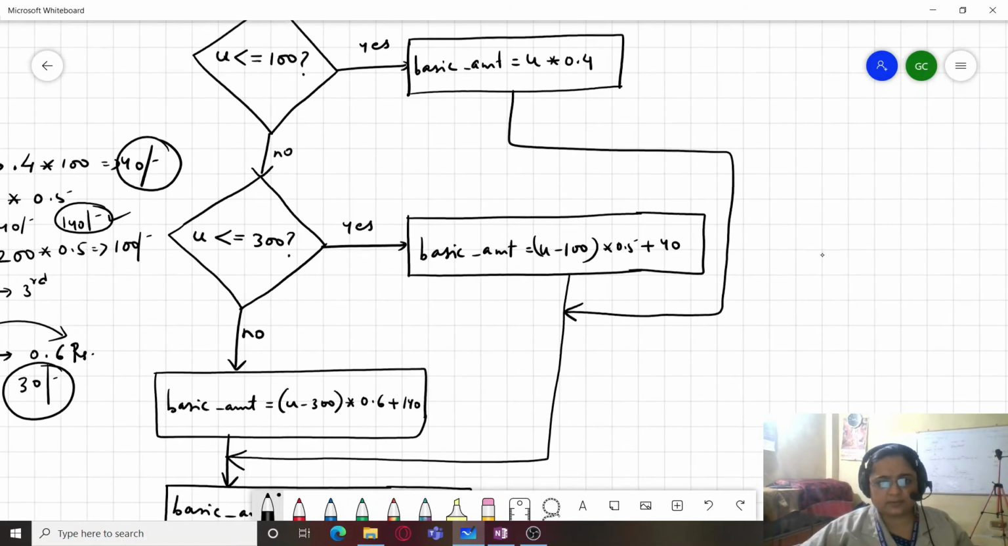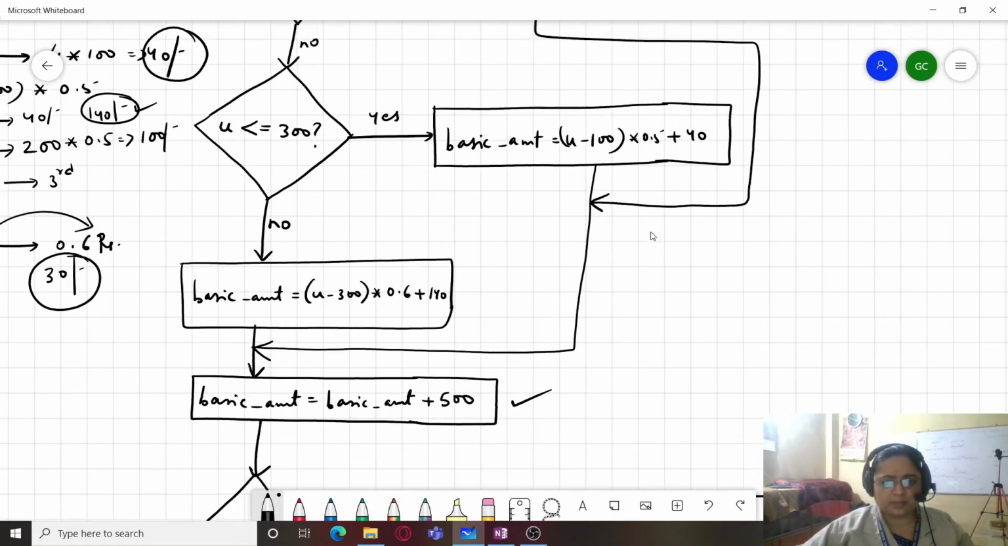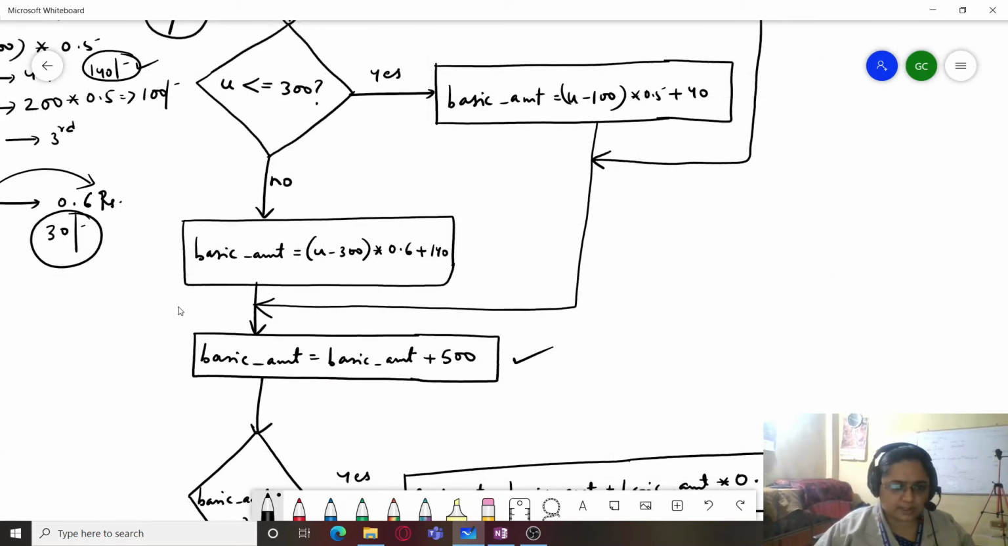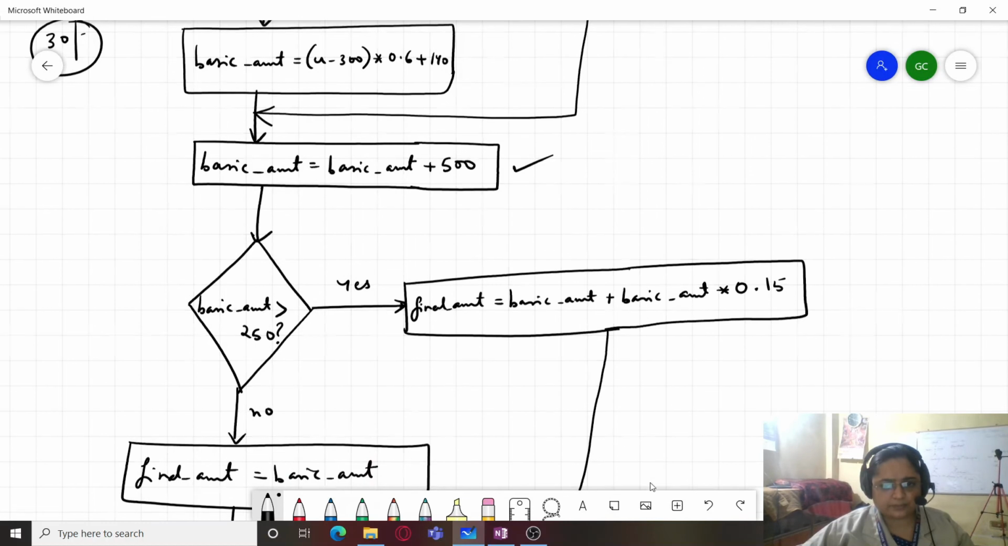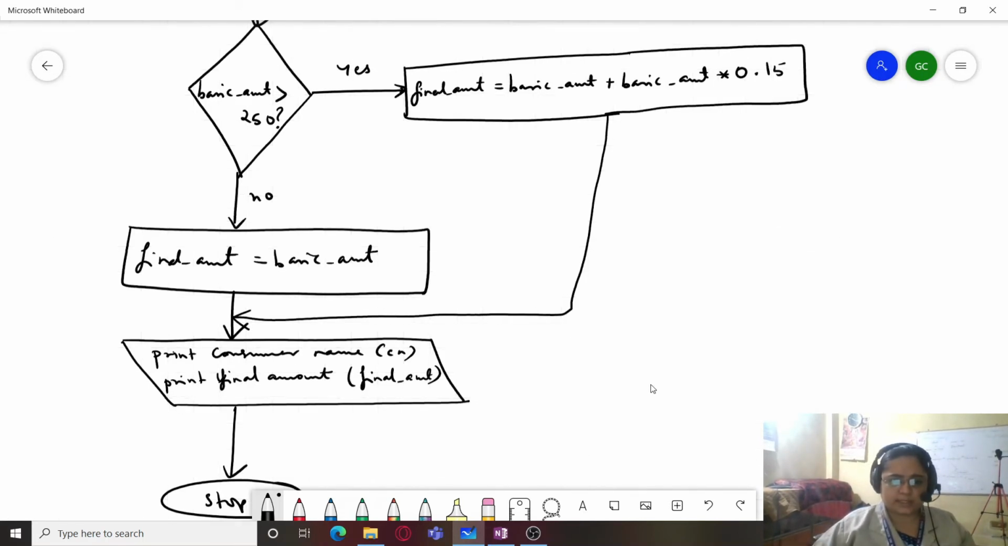So you can see that after whichever slab it falls within, after calculation of basic amount, the program control goes to this particular statement, that is adding 500 rupees extra charge. After doing that, we again come over here, check whether basic amount exceeds 250 rupees. Calculate the final amount by adding a 15% surcharge here. Then if that is not the case, simply write final amount equals basic amount, and from here also join the edge to this edge, after which we have to print the consumer's name and the final amount.